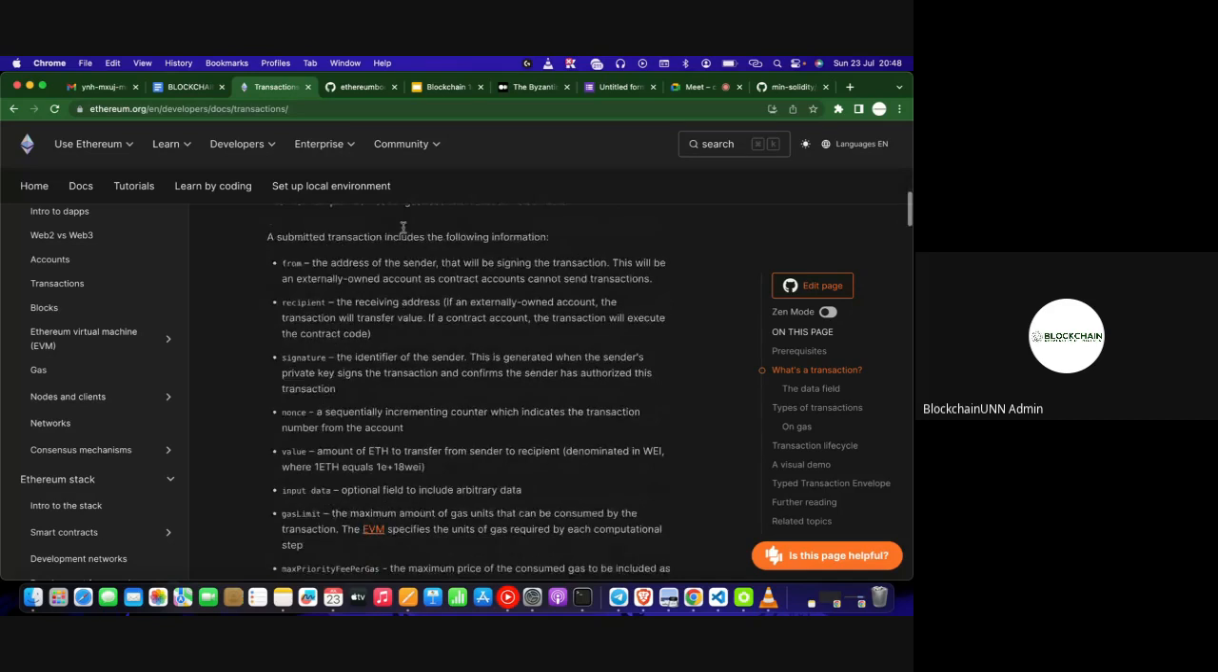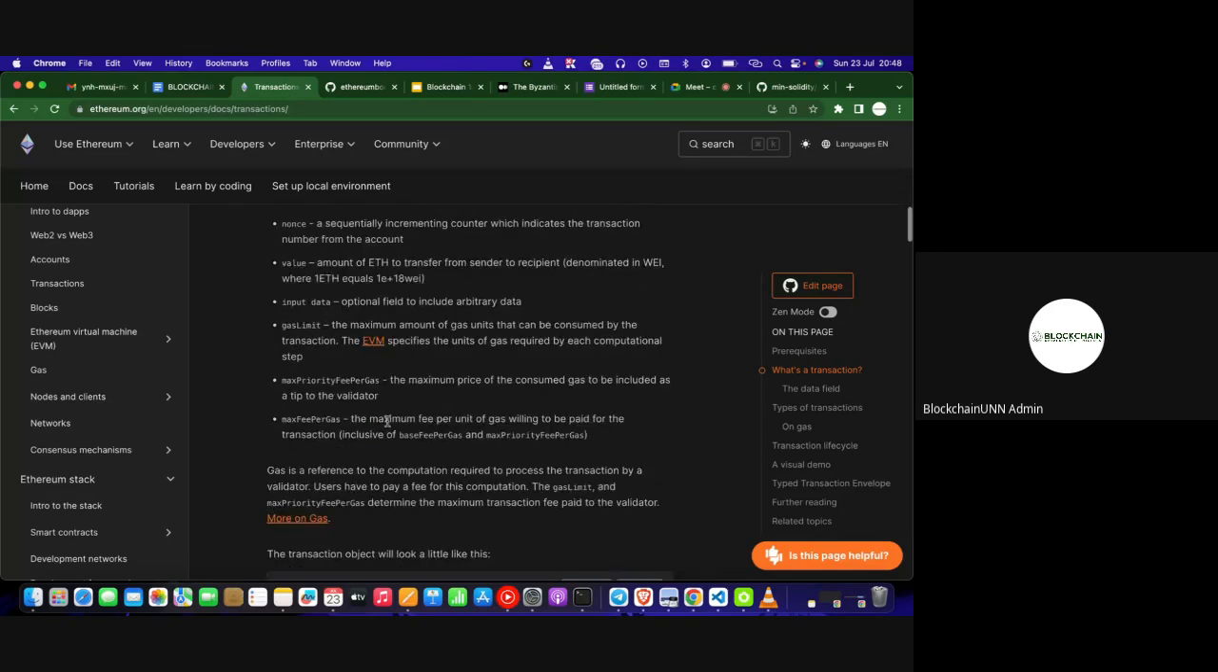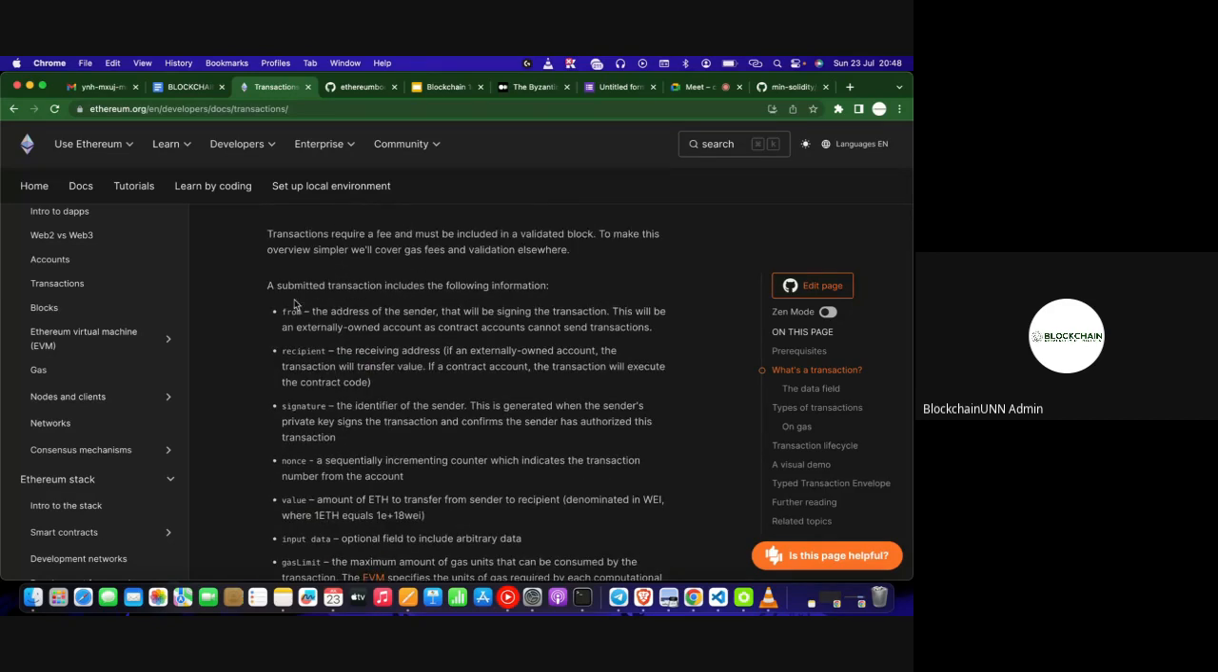So a transaction would normally contain some very important properties. One of them is the from, that's the originating address, the address of the sender, the person transferring money, the person originating a transaction. If it's a transaction originating from a smart contract, the from address is going to be the address of that smart contract. If it's from an externally owned account, the from address is going to be the address of that externally owned account.